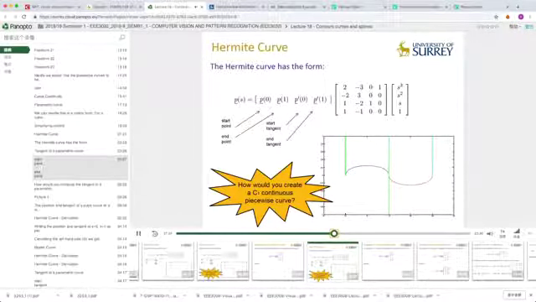P equals G times M times Q. Here are my P values. Let's plot those. We're going to plot them in red now. And there we have our second piece of the piecewise cubic curve. Can you see how it's joined with C1 continuity? The end point of the first curve matches the start point of the second curve, and the end velocity of the first curve matches the start velocity of the second curve.